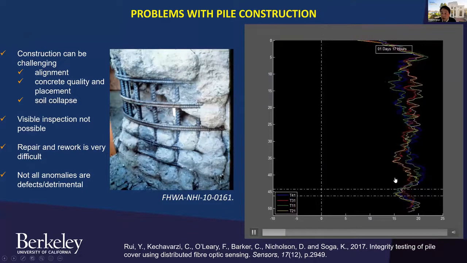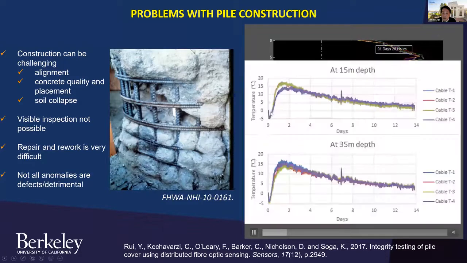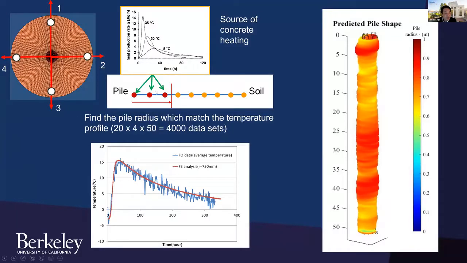So there are 4,000 data sets of this temperature rising and going down with time. For a given depth, I have 4 different cables, so I get this temperature, but you can see that different locations hydrate, or rise in temperature, in a different way. And what you can do is some simple one-dimensional axisymmetric analysis of the heat transfer from your pile into the soil.